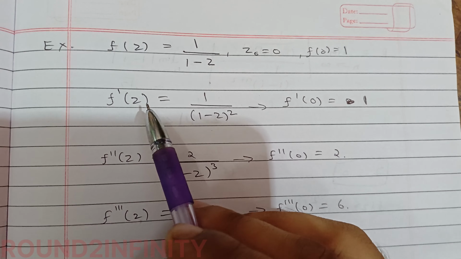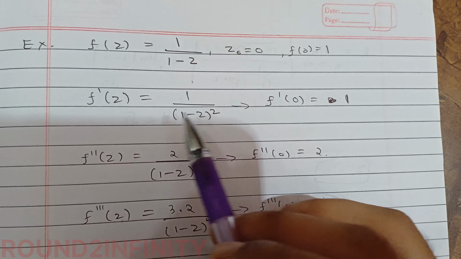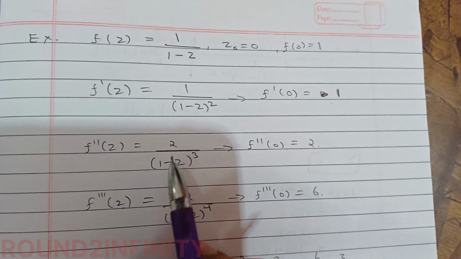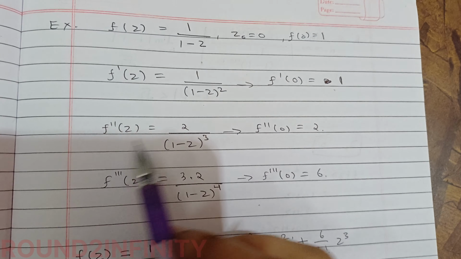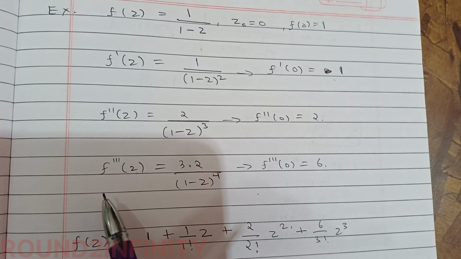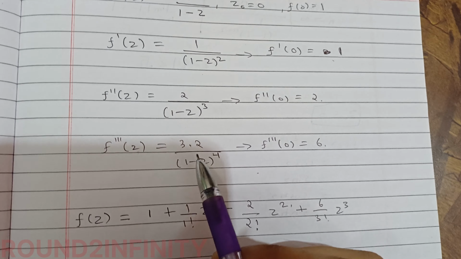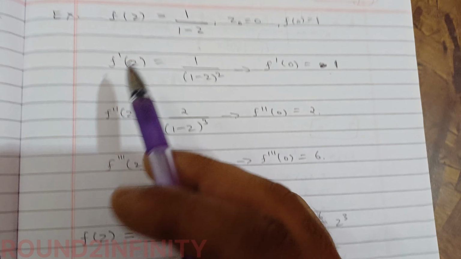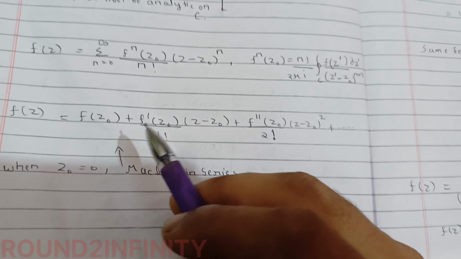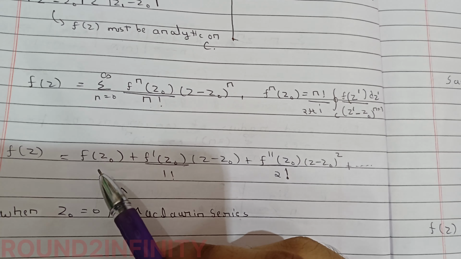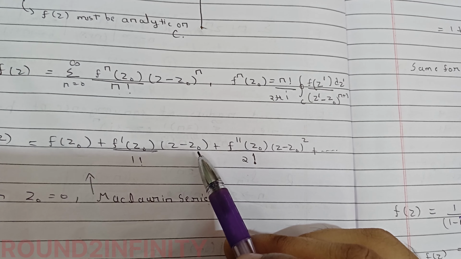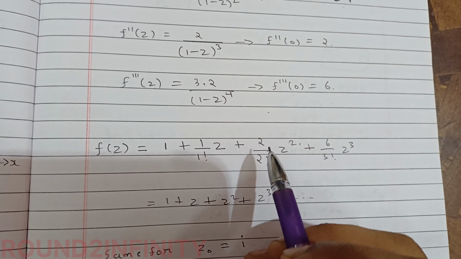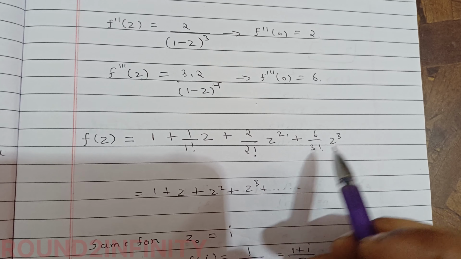So we need to find the first order derivative. It will be 1 upon (1 minus z) square, and f dash 0, because z0 is 0, will be 1, and here also f(0) will be 1. f double dash z will be this, and at 0 it will be 2. f triple dash z will be this, 3 into 2, it will be 6. So f triple dash 0 will give you 6. Now you have all the terms. Let's substitute the values. So f(z) will be 1 plus 1 upon 1 factorial z, plus 2 over 2 factorial z square, plus 6 over 3 factorial z cube, and it will go on.